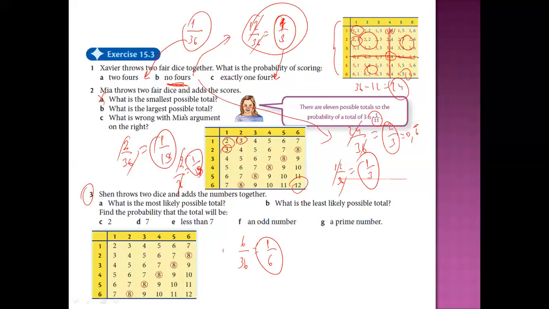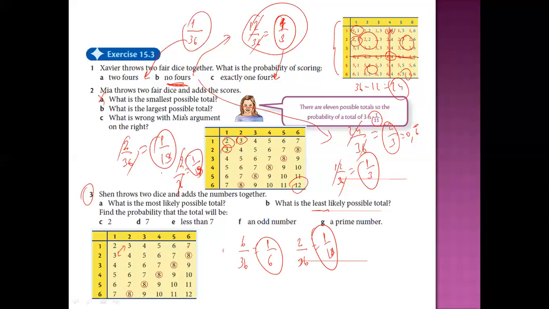And what is the least likely possible total? Least. It's not 1, sorry. Then we have 3 and also 11 as least likely possible totals. That's why it's 2 over 36, 1 over 18.